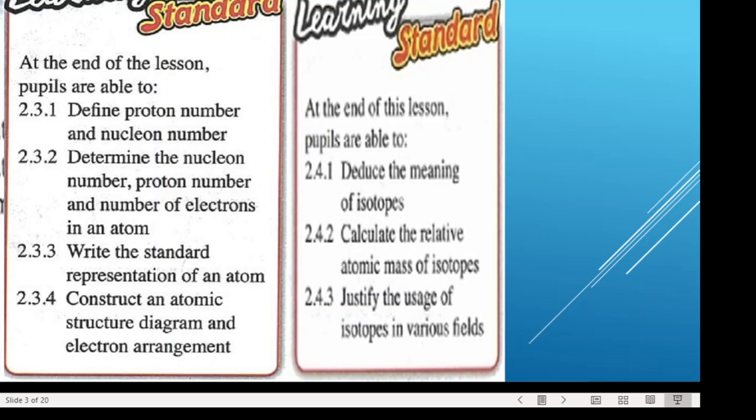Your learning standard today: you are able to define the proton number and nuclear number, and the number of electrons in an atom. Write the standard representations of an atom and construct atomic structure diagram and electron arrangement. For the isotope subtopic, you can deduce the meaning of isotopes, calculate the relative atomic mass of isotopes, and justify the usage of isotopes in various fields.